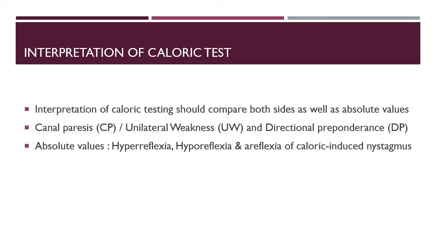So these absolute SPV values will affect the canal paresis or unilateral weakness calculation and the directional preponderance values. So we must see the absolute values before we go to the next step to analyze the asymmetries.